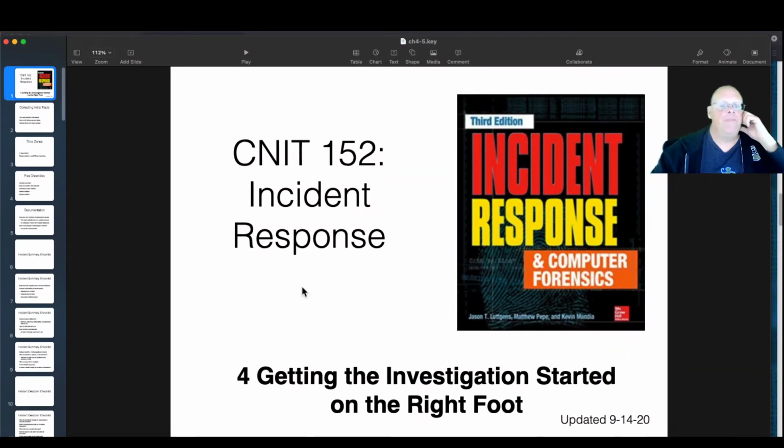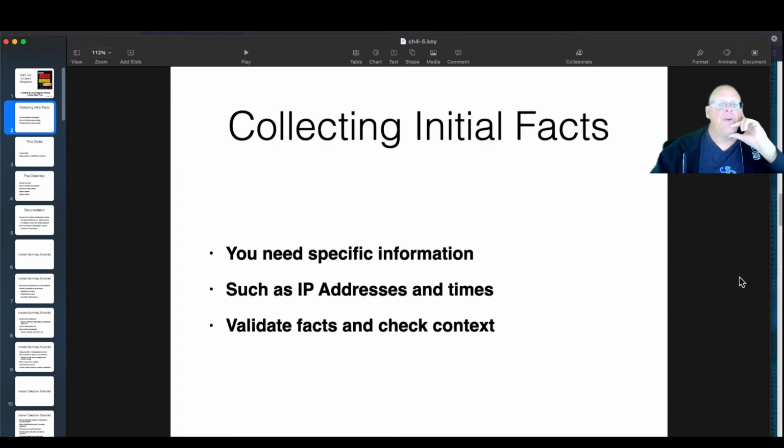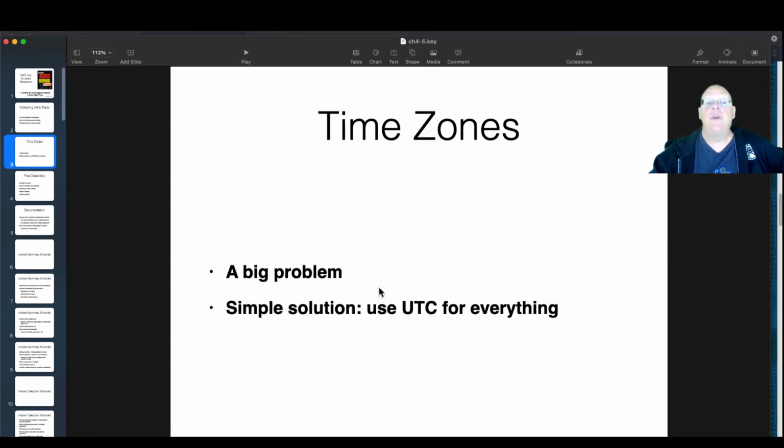So when you begin an investigation into a security incident, you have to get some information, but you need to have specific information. You need something that you can use to find indicators of compromise, like IP addresses and times and particular machines to examine. And then you validate these facts to find out how serious it is and develop indicators of compromise.